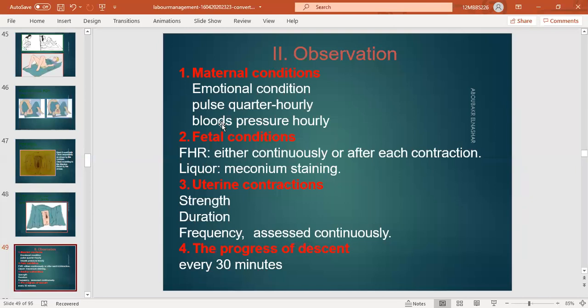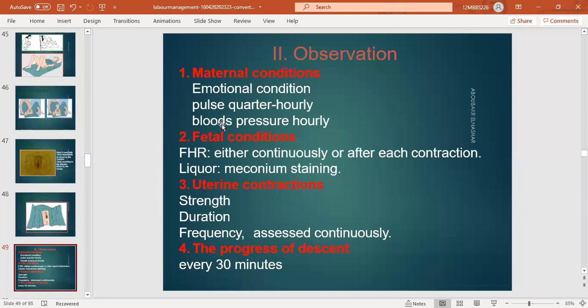Now the maternal condition is very important. You must be sympathetic with the patient, because these are labor pains. It has been said that labor pains are so severe that they are even more severe than the pain of myocardial infarction, because this is also a sort of ischemic pain. So you have to reassure the patient, and if she wants someone to stay with her, either her husband or her mother or sister, she should be with her for tender loving care.